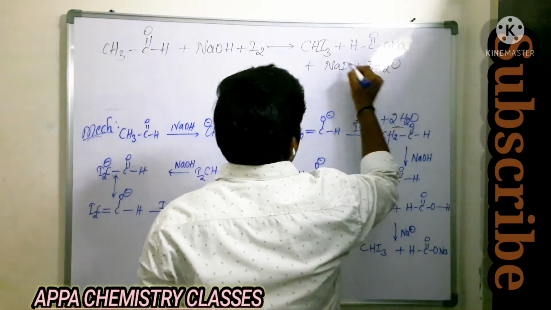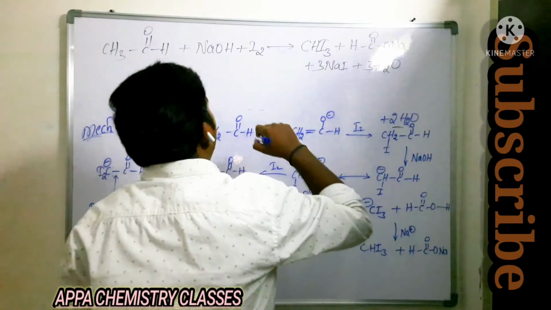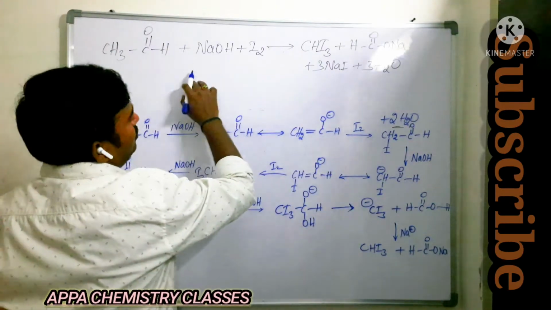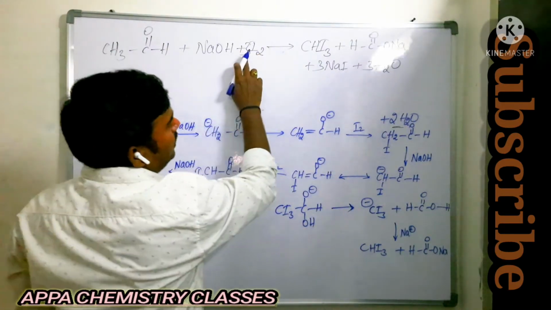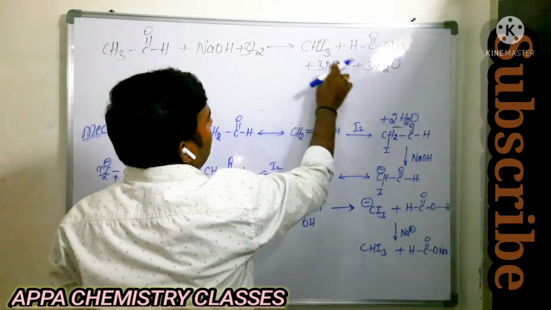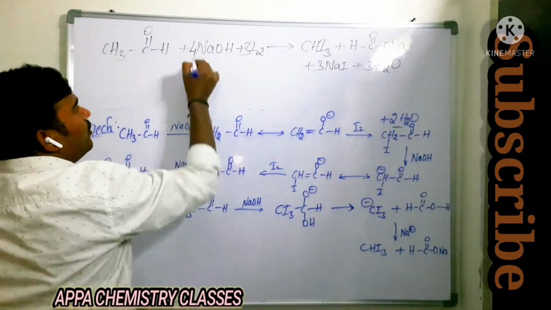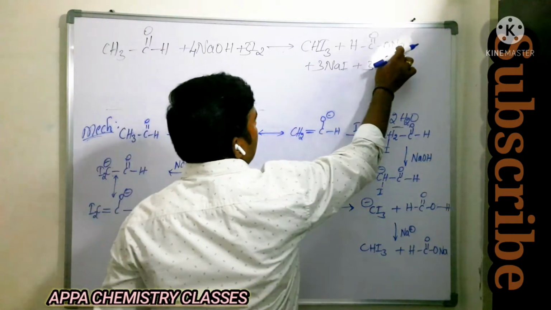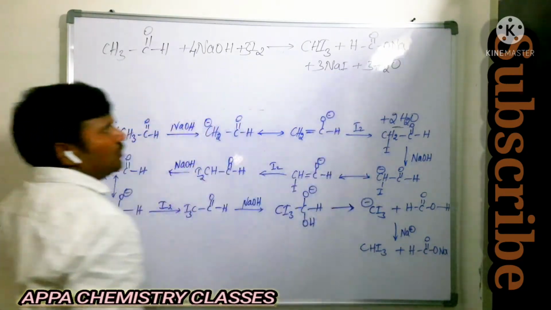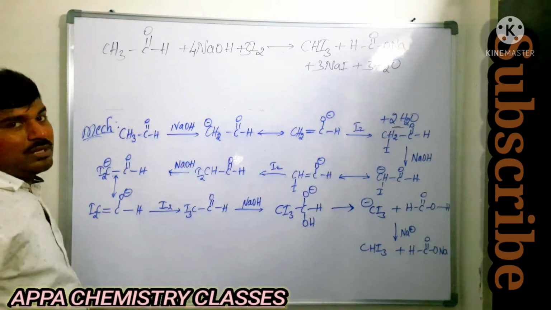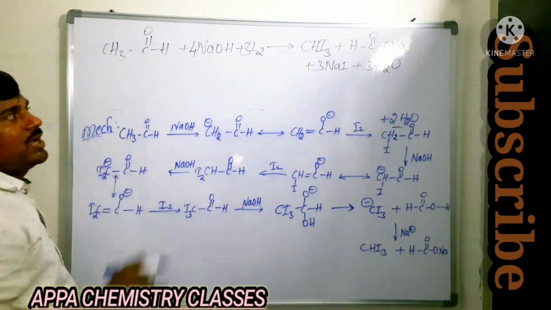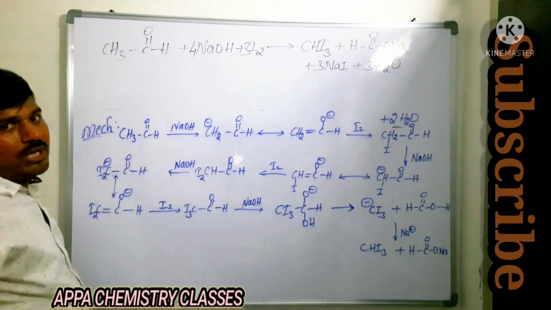So how many moles? 3 moles of sodium iodide. Iodine should be taken in 3 moles, that is CI3, 3 iodines, so 6 iodine atoms. So 4 moles of sodium hydroxide: here 1 sodium, here 3 sodium, total 4 sodiums, plus 3 moles of water. That is the actual reaction which takes place in the iodoform reaction.